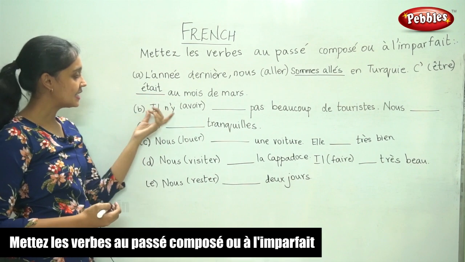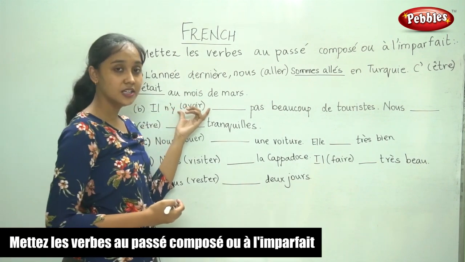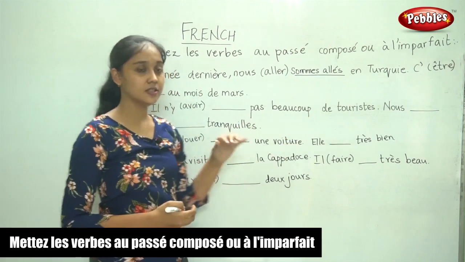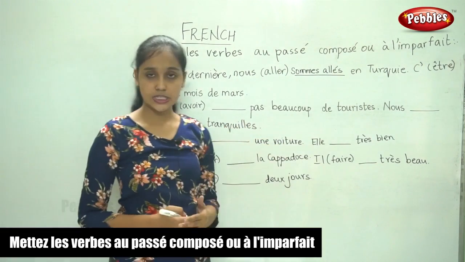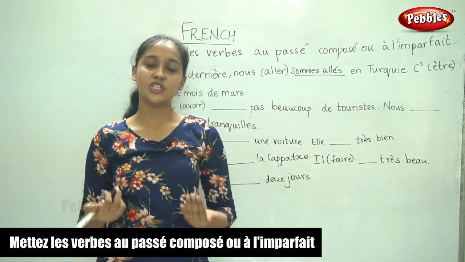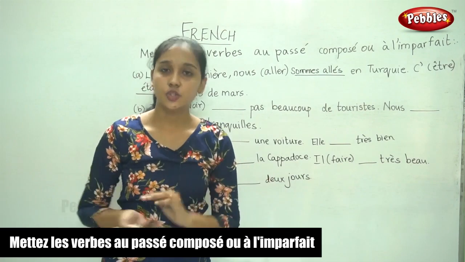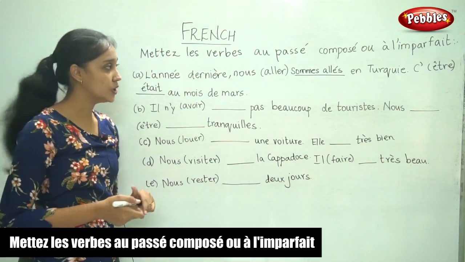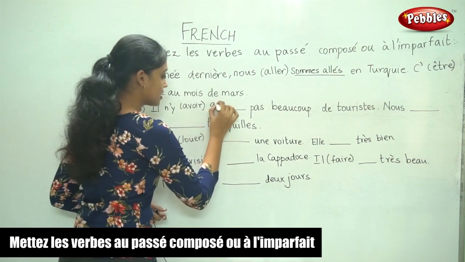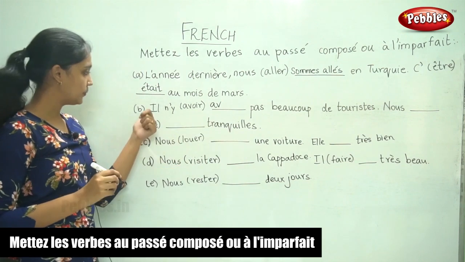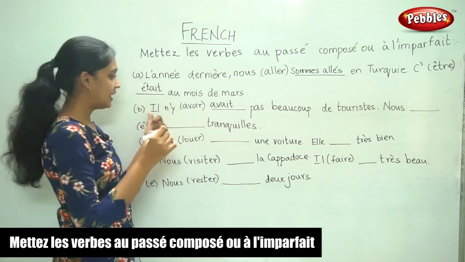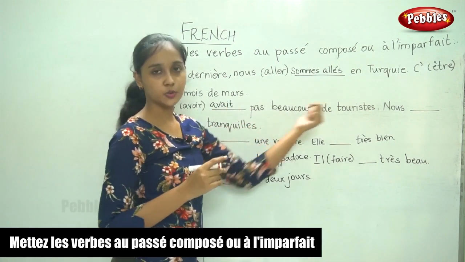The next sentence, il n'y a, the verb is avoir, pas beaucoup de touristes. So there were not many tourists. So this is also a description. So they are describing the situation where there were not many tourists. So for a description we use imparfait. So for avoir it is, starting is AV, subject is il, so avait. Il n'y avait pas beaucoup de touristes.